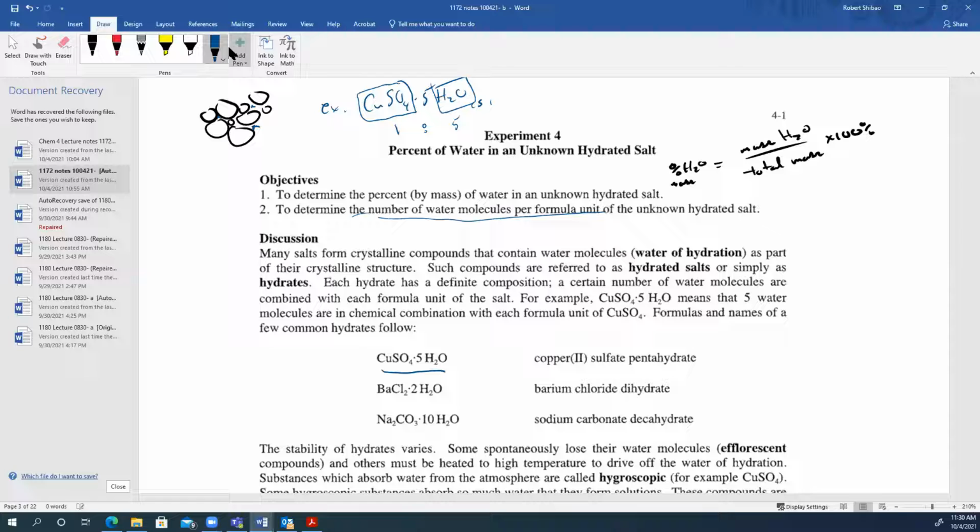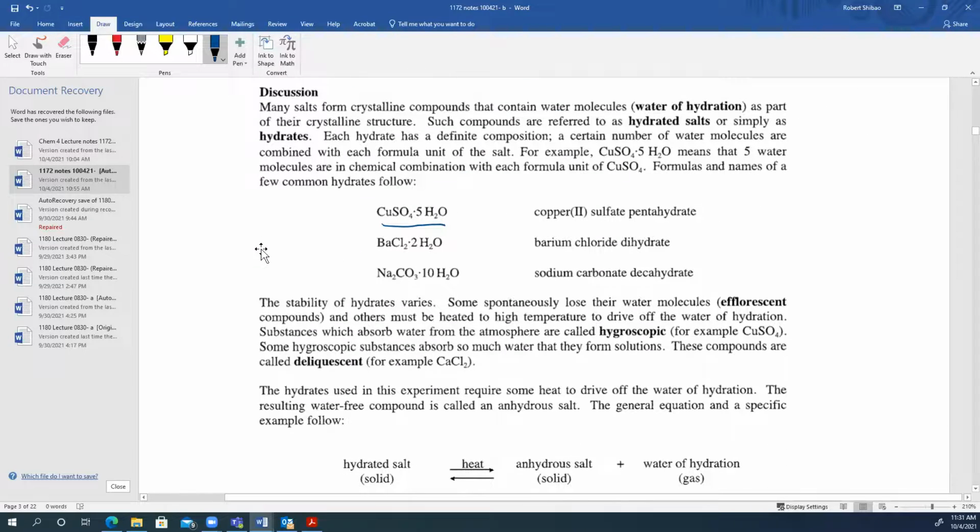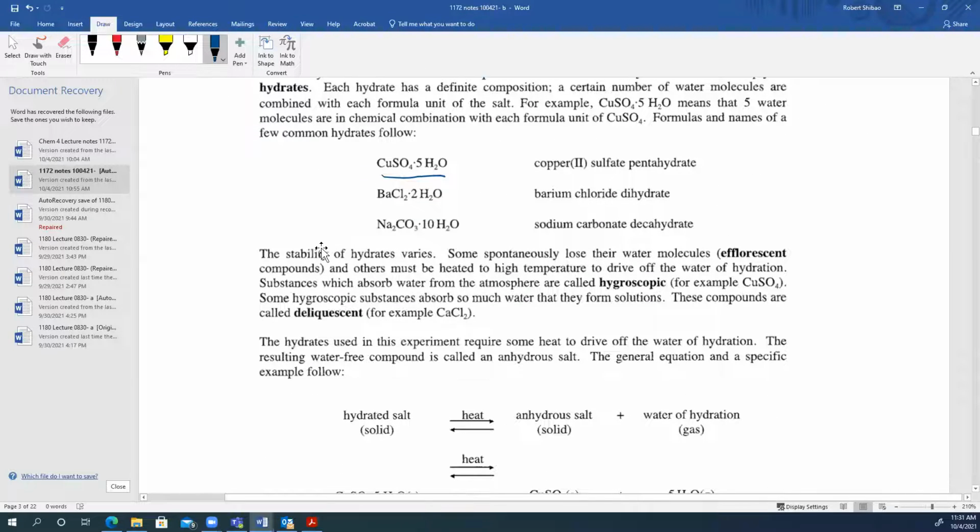Here's the copper. This is copper 2 sulfate pentahydrate. This is barium chloride dihydrate. And so it doesn't fit as many waters as copper can. Well, look at sodium carbonate. Sodium carbonate can fit up to 10 waters per formula unit. That's huge, decahydrate. And so there's got to be a lot of space for all those water molecules in that crystal lattice.